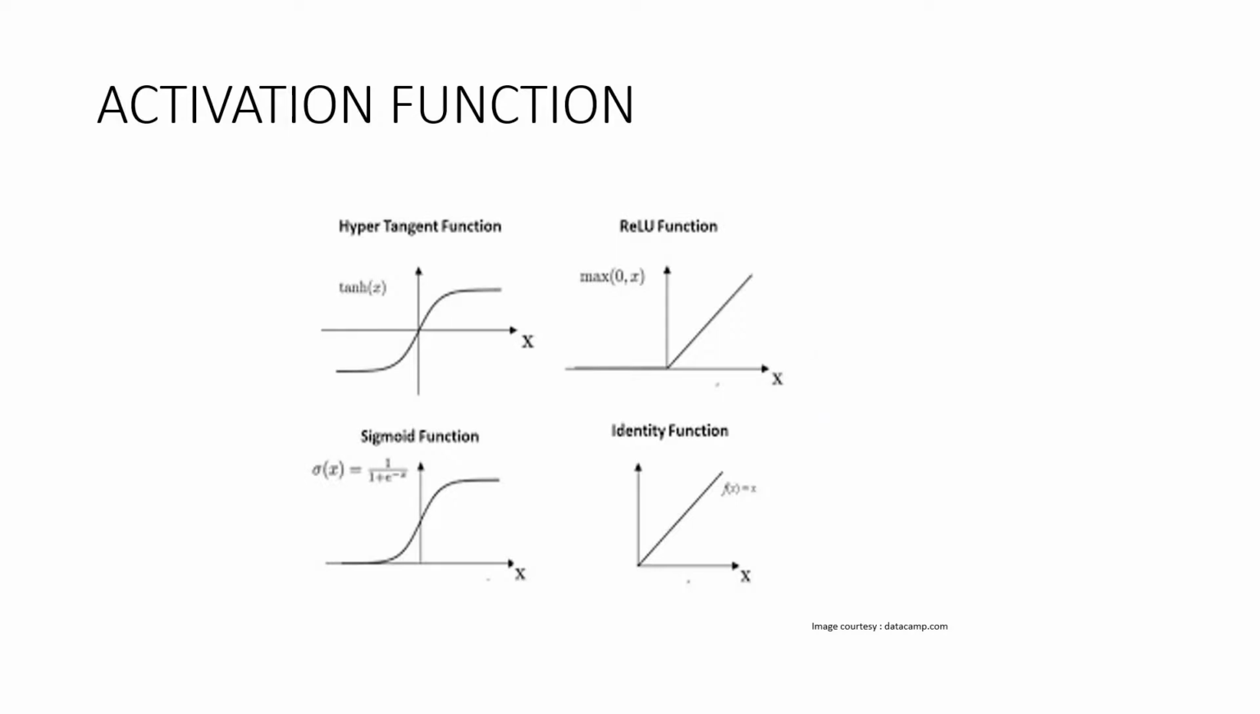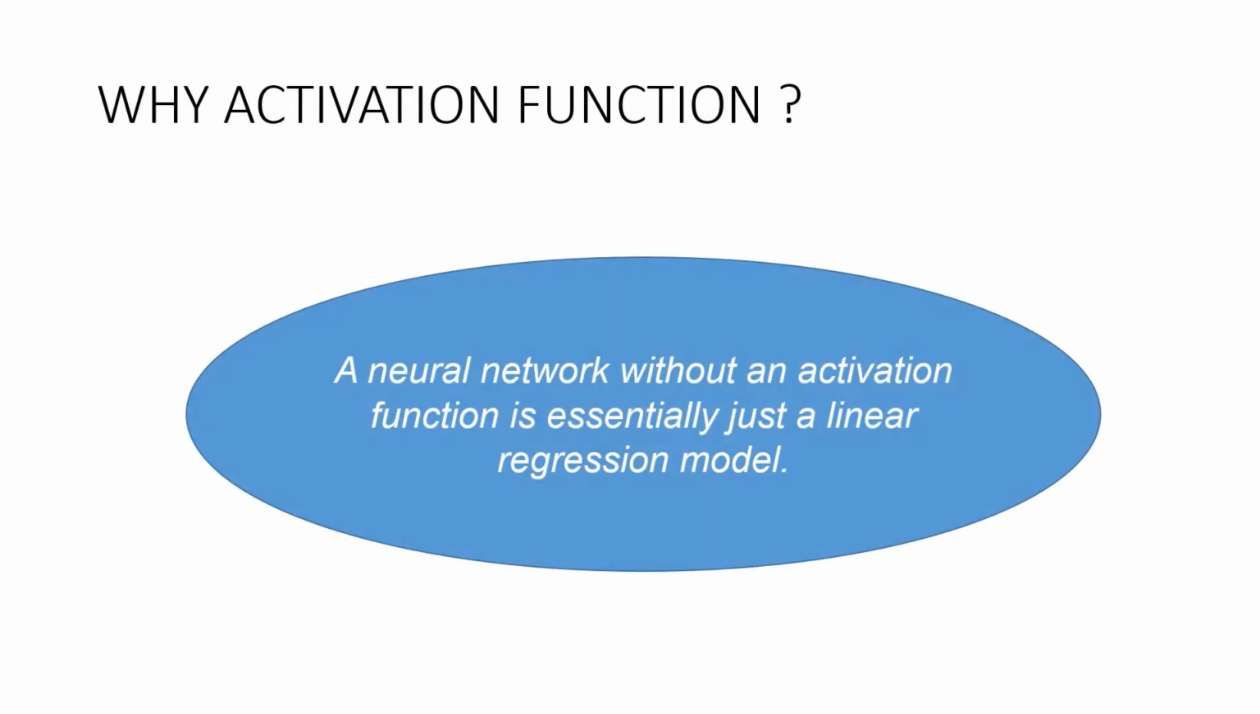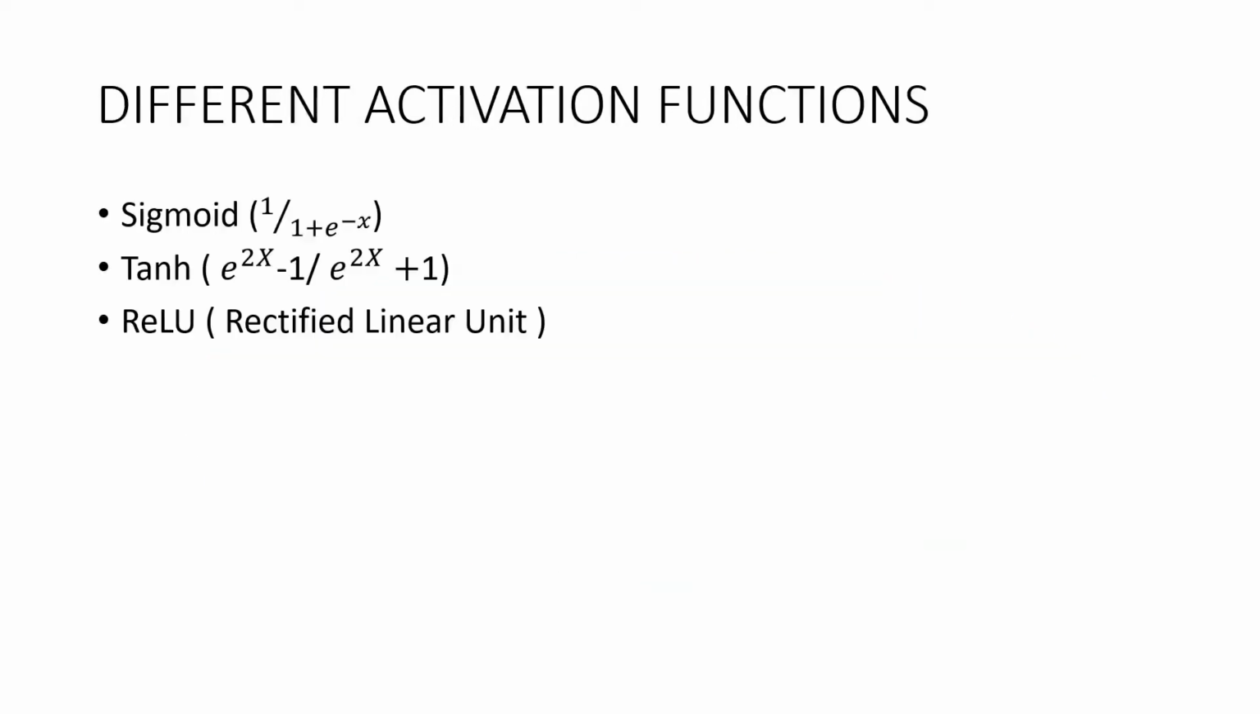A neural network without an activation function is essentially just a linear regression model. The activation function does the nonlinear transformation to the input, making it capable of learning and performing more complex tasks. So the different activation functions are sigmoid, tanh, ReLU.